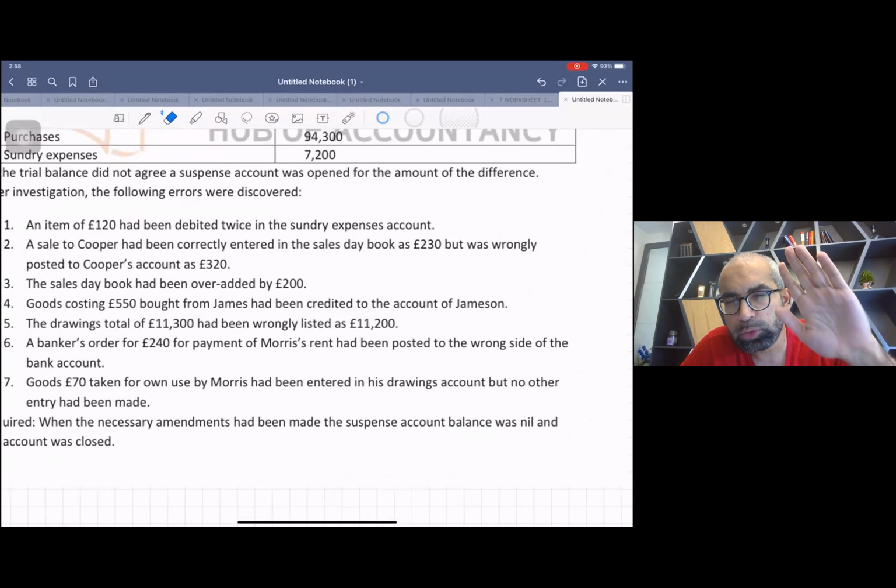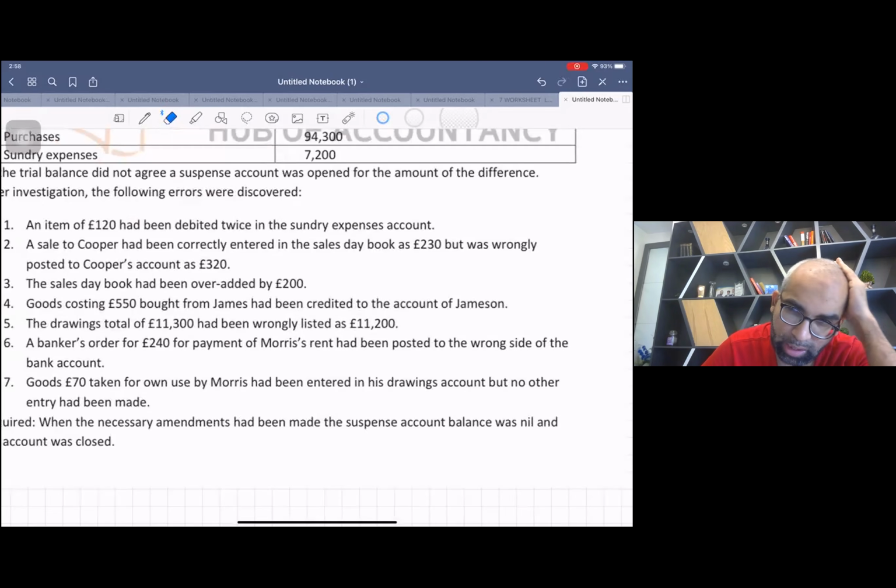Now read slowly, go slow. Just think, they have said that we debited expense twice. The cash is okay because the normal entry of expense is expense debit, cash credit. There is nothing bad written about cash. So that means cash is perfect. Only the expense account is wrong.